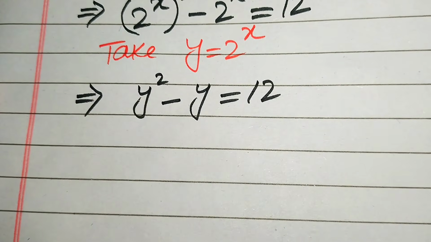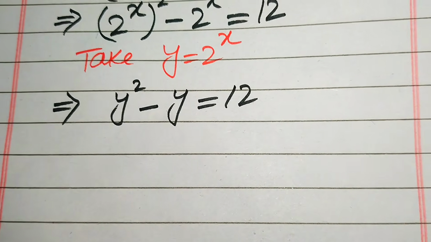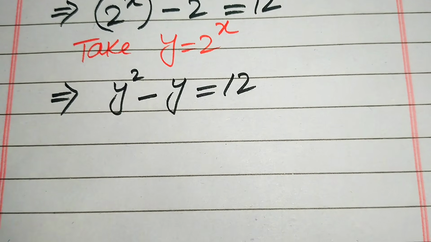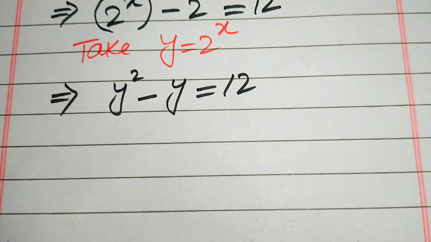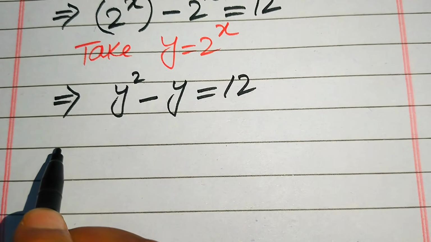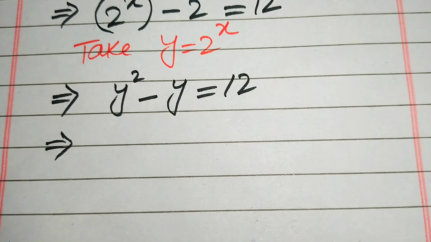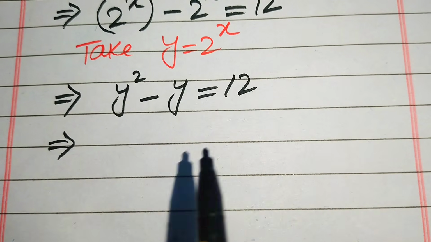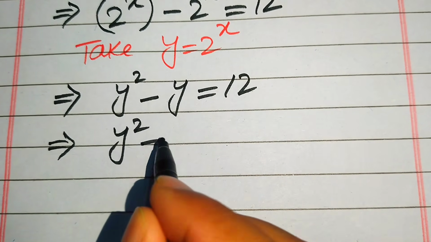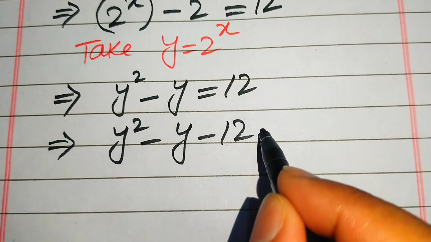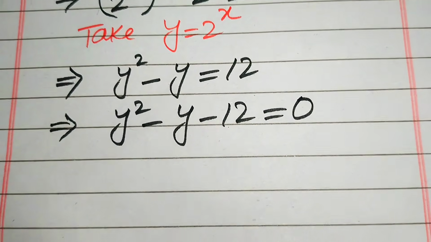So you see that this equation becomes a quadratic equation in the y variable, and we know that there are three methods to solve the quadratic equation. The first method is the factorization method, the second one is the completing the square method, and the third one is applying the quadratic formula. So here we just use the factorization technique to solve this problem. So first we move the term 12 from the right hand side to the left hand side, and it becomes y squared minus y minus 12, and this whole equation is equal to 0.